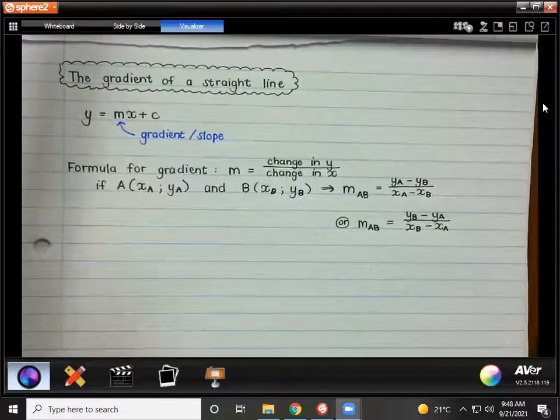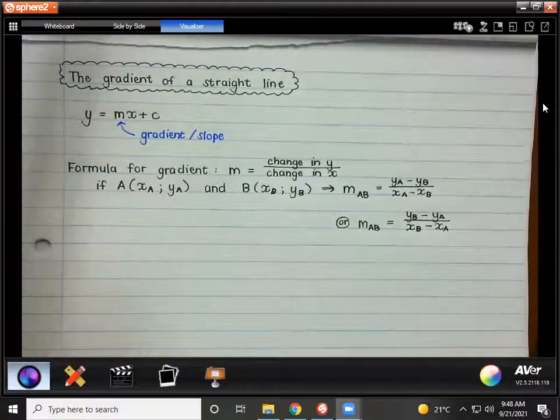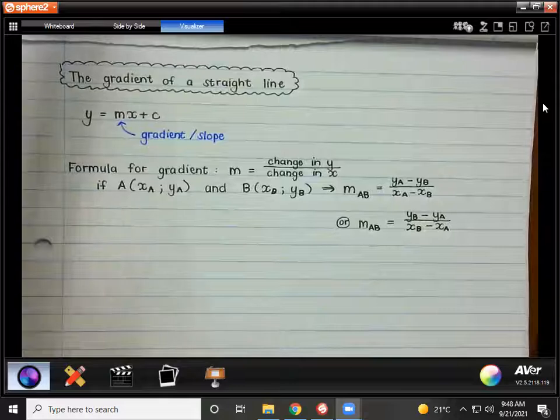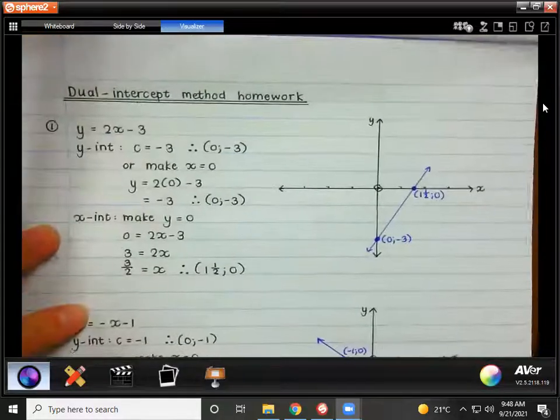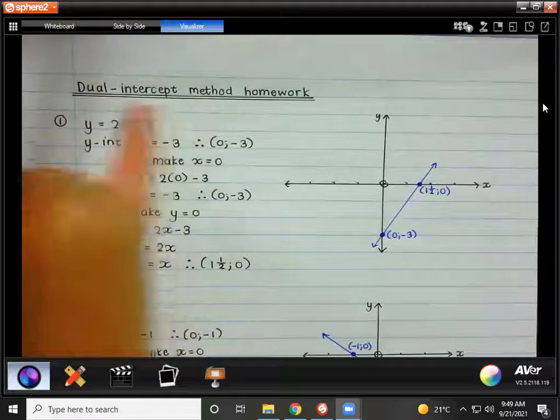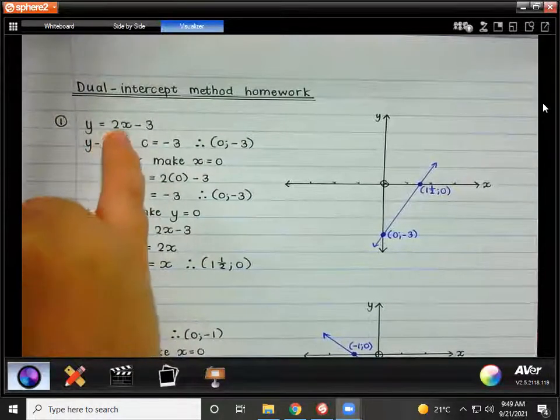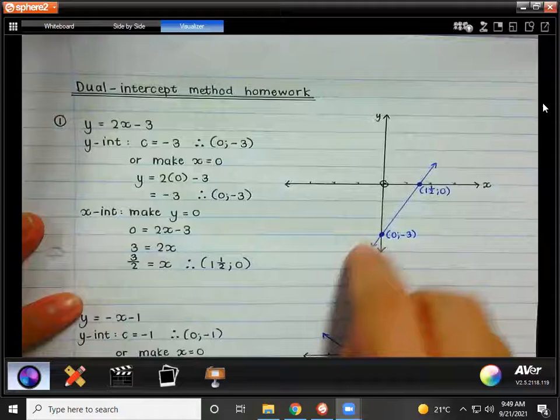Now, I just want to look at the graphs that we drew for homework, and I just want to discuss their gradients with you, just so that we have a better idea of what it actually means. If we're looking at this graph, what is the m value in this equation? What is the number in front of x? 2. That means that the slope of this line is positive 2.